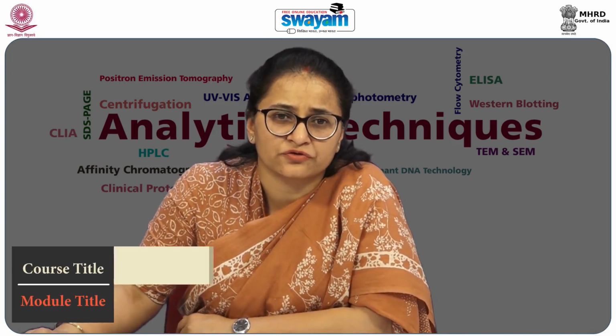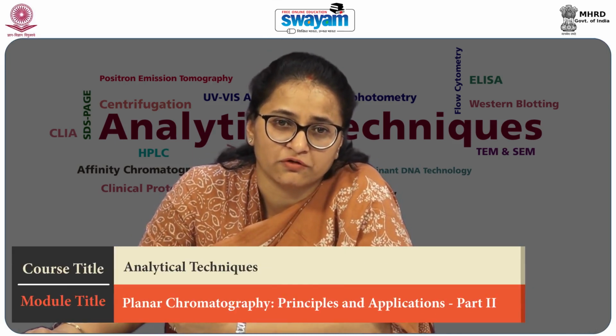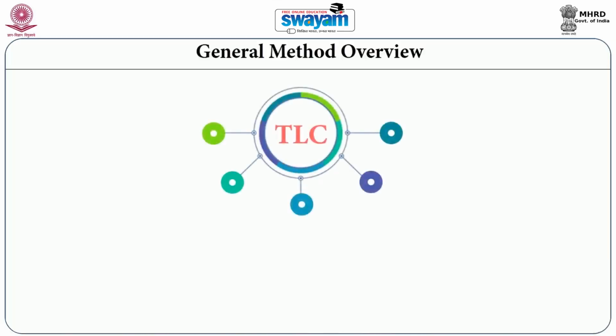So let us now go through the method overview of a typical TLC process. A general method of TLC involves the preparation of the sample. Typically, most of our analytes of interest will be in a complex matrix. It may be a plant, it may be an animal cell, it may be serum or plasma. So the sample preparation usually involves extracting these analytes of interest, or the bulk of it, from your matrix.